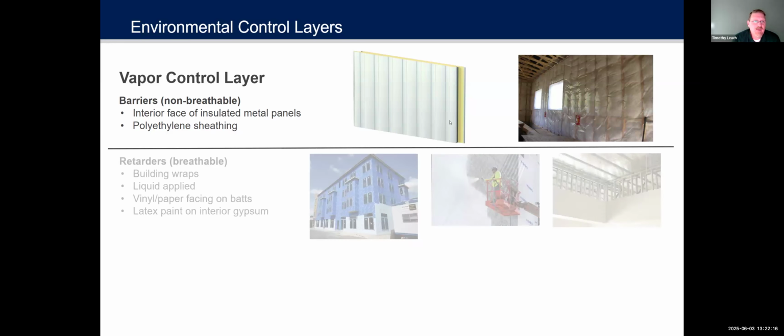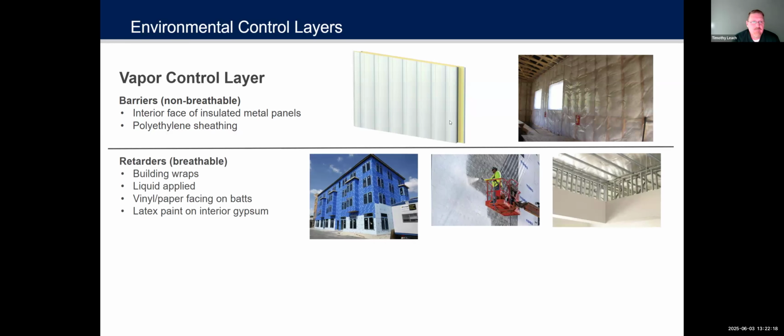Now, other than barriers, we have retarders. So what we're talking about here, like building wraps, liquid applied systems, vinyl paper on batt insulation, latex paint on gypsum, all these types of systems are limiting the amount of water vapor moving in and out of a building, but they're not excluding it. They're not a barrier. So they're what we call breathable. And I can look at this building wrap as an example of that.